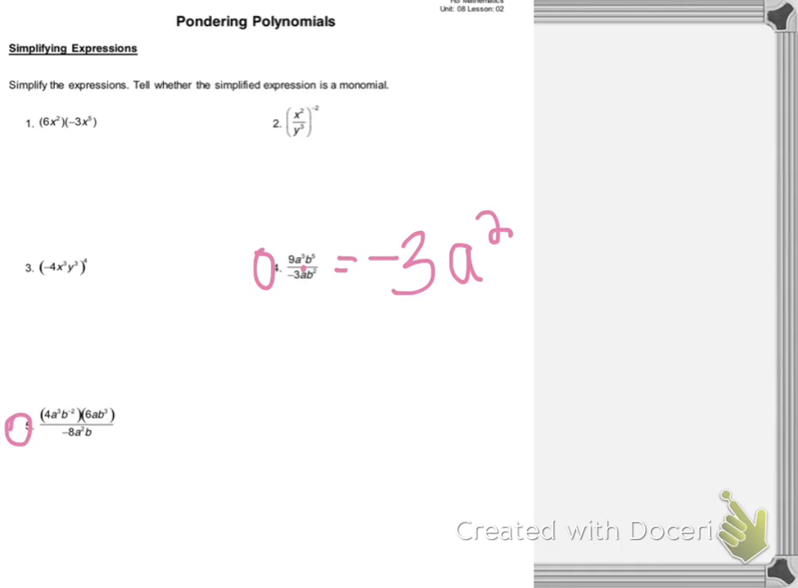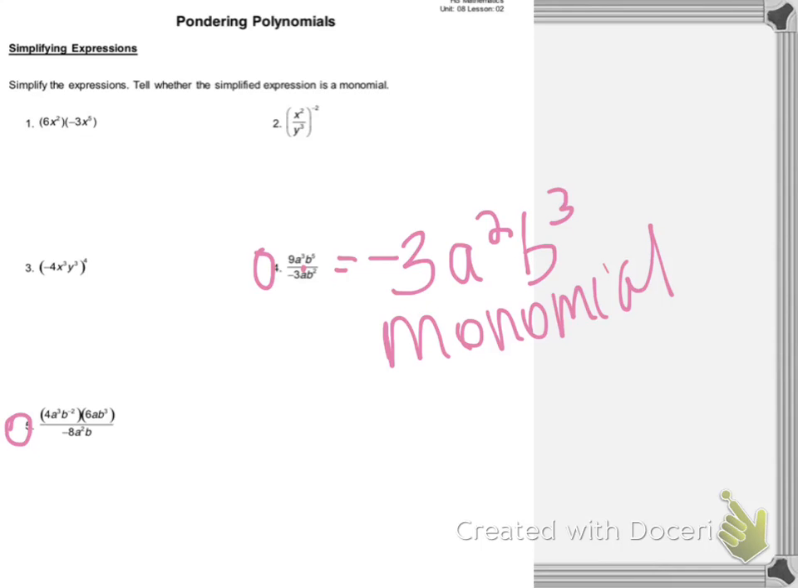And then the last one is b to the 5th power divided by b to the 2nd power. So that will be b to the 3rd power. So we have b to the 3rd power. Okay, because we're just dividing. And this is a monomial because there's only one term. There's no addition and subtraction in it.